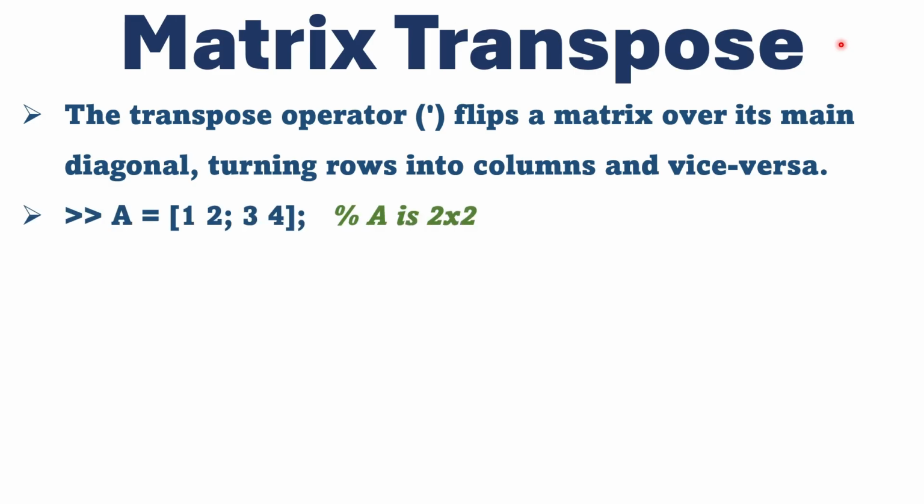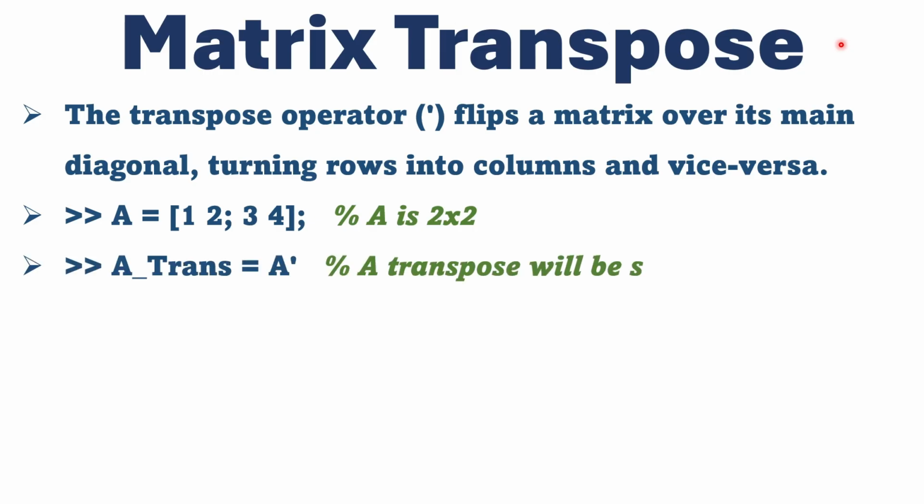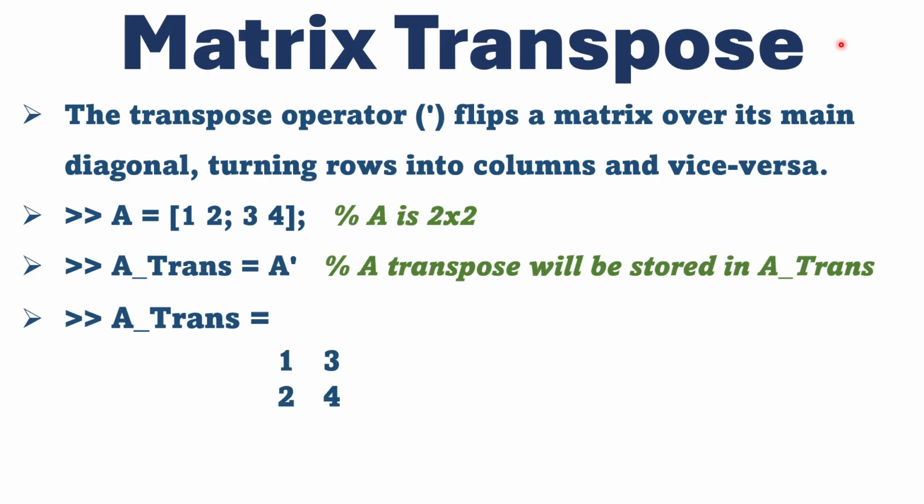I created a matrix A of size 2 by 2 with the values 1, 2, 3, 4. I used one variable, A transpose, and assigned it the transpose of the matrix A with the help of the apostrophe symbol. The transpose will be stored in the A underscore trans variable. If I enter this into MATLAB, you're going to get the result 1, 3, and 2, 4.